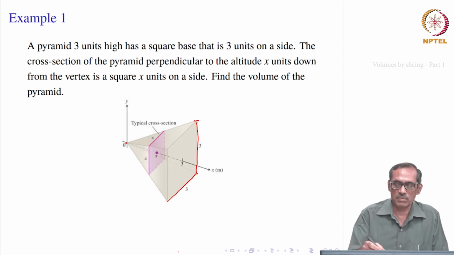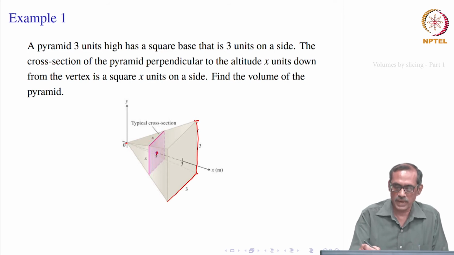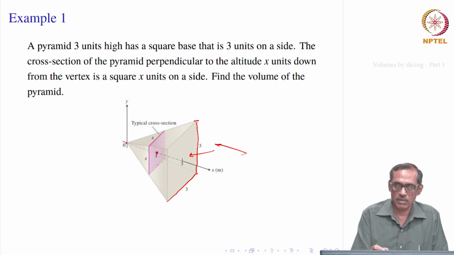So, consider the cross section of the pyramid perpendicular to the altitude x. So, x now is the altitude, this way we are looking. The base is here. So, altitude, height, everything is measured in this direction. Now, on this, we say the cross section is perpendicular to the altitude. So, the perpendicular is a plane now. If the altitude is x, this one is x, then this is the perpendicular.